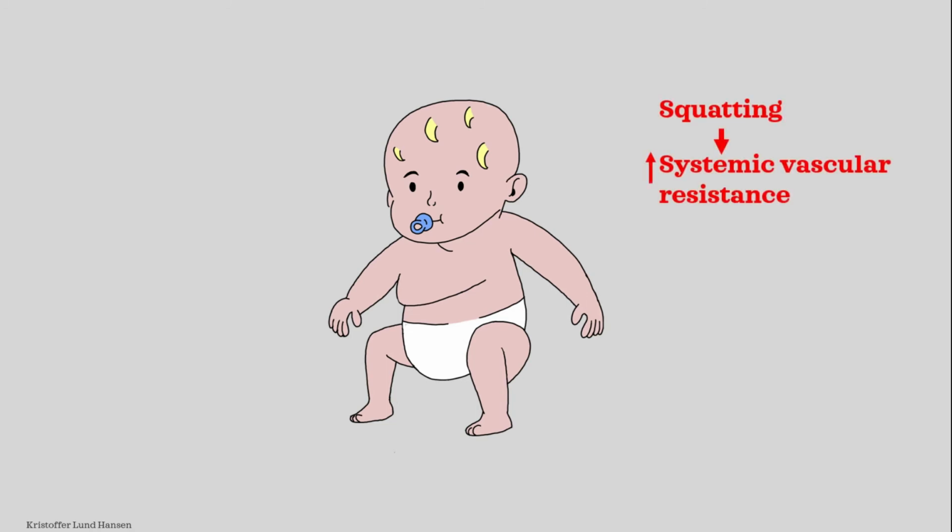Squatting causes an increase in systemic vascular resistance. This increase in systemic vascular resistance will lower the amount of blood that is shunted from the right to the left. Blood follows the least amount of resistance, and an increase in this systemic resistance will cause it to want to go somewhere else, which in this case will be to the pulmonary circulation. And the end result, since more blood will now go into the pulmonary circulation, is that we have better oxygenated blood.